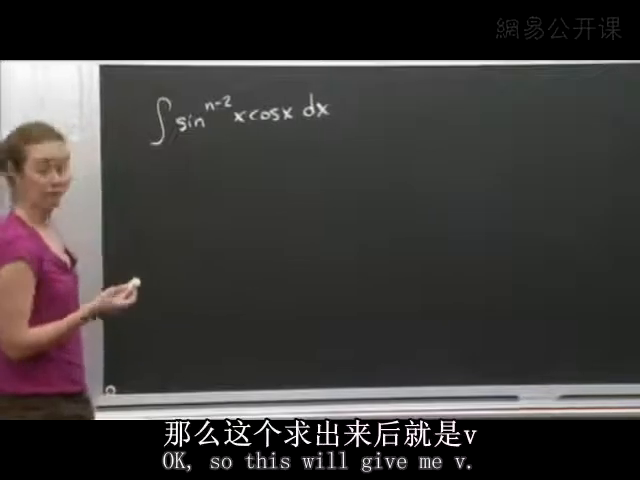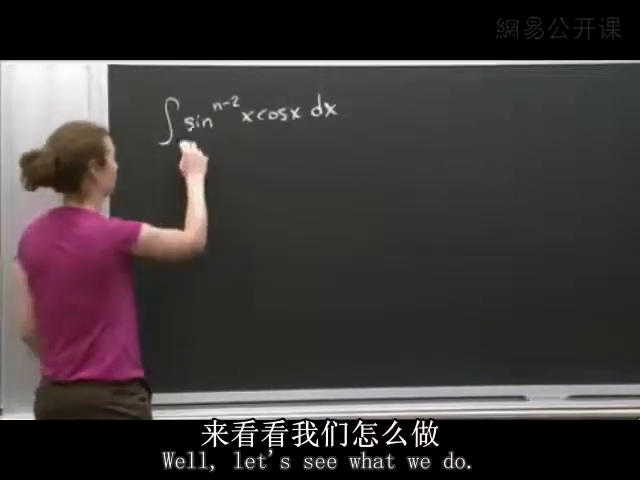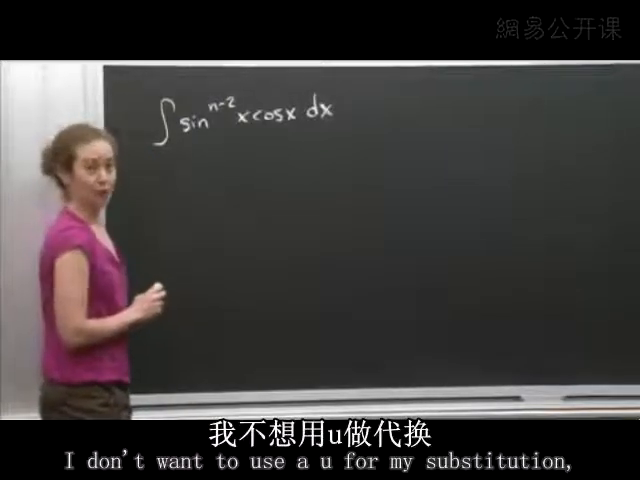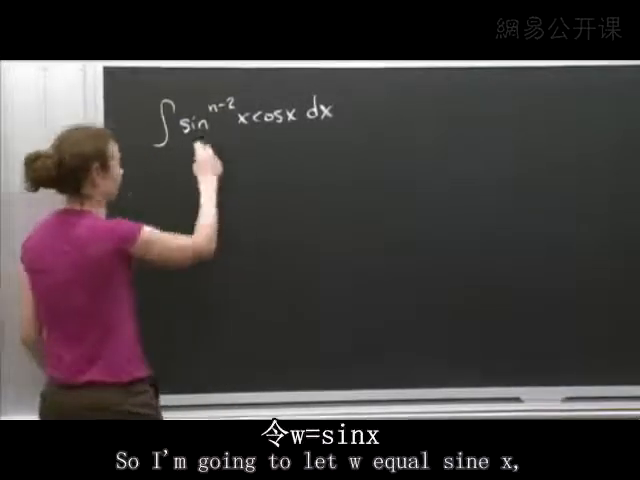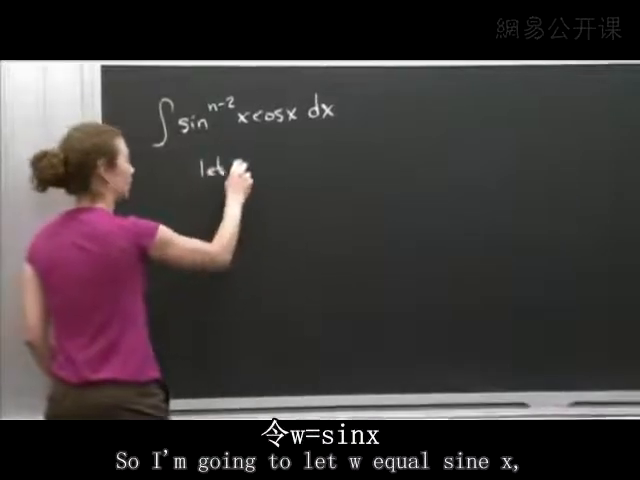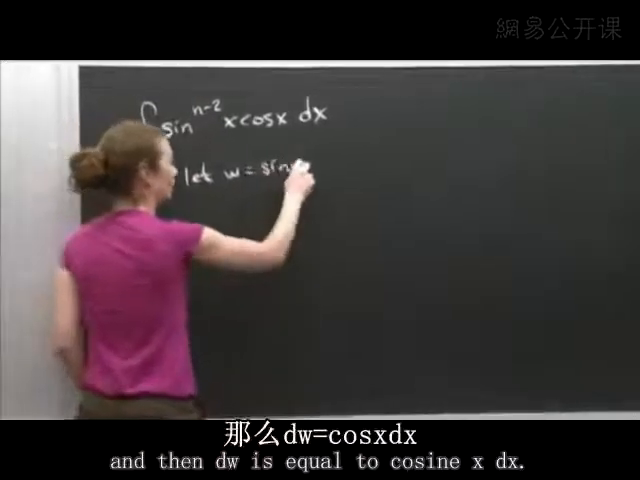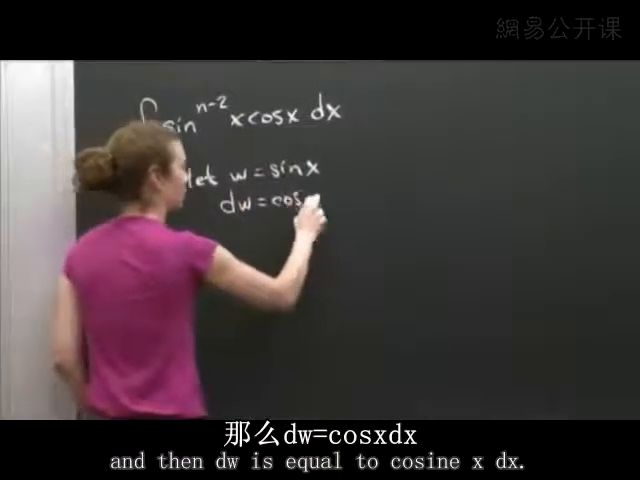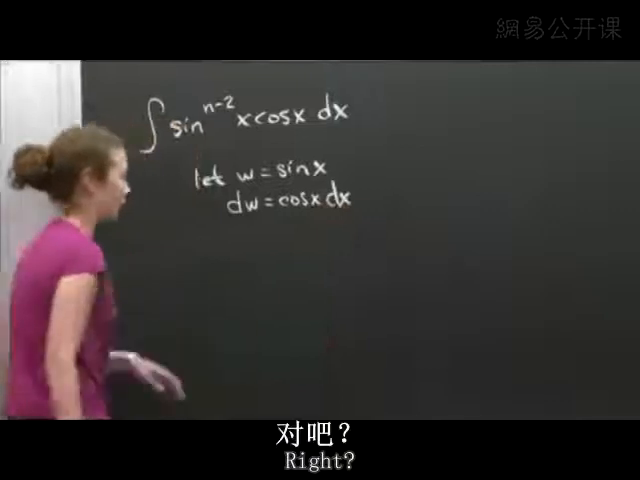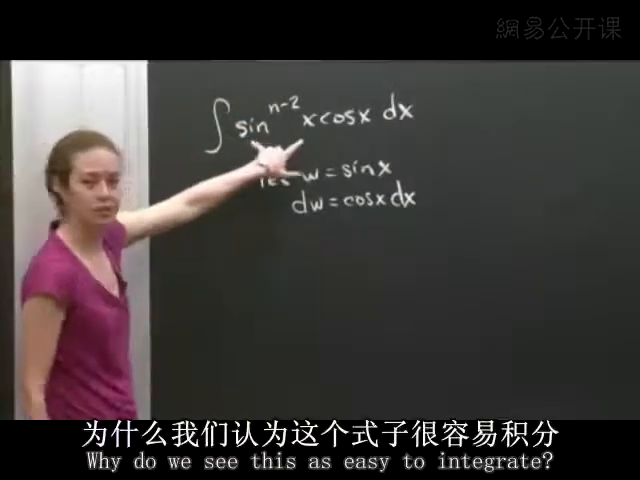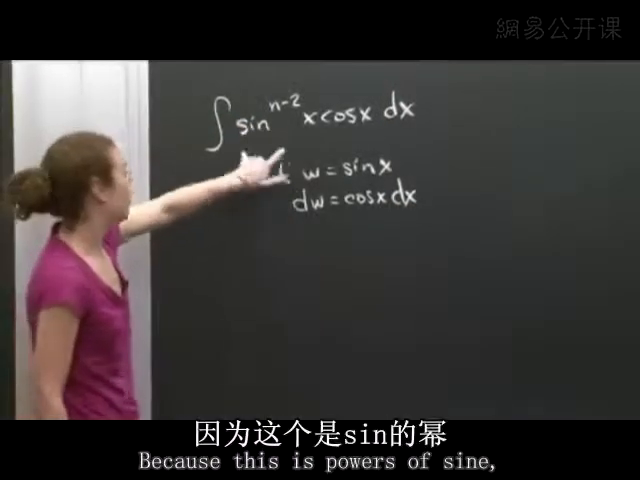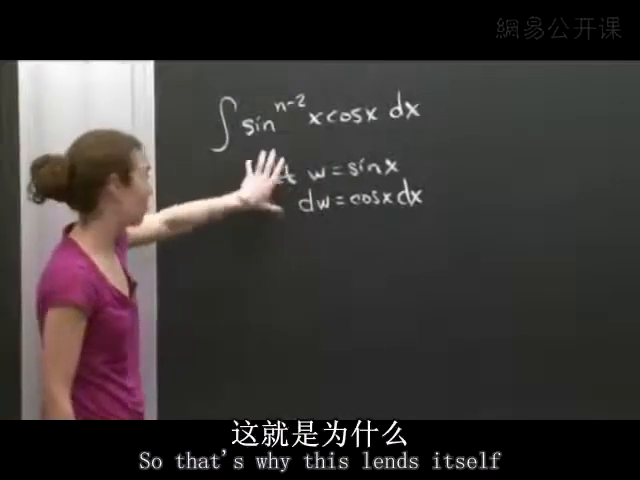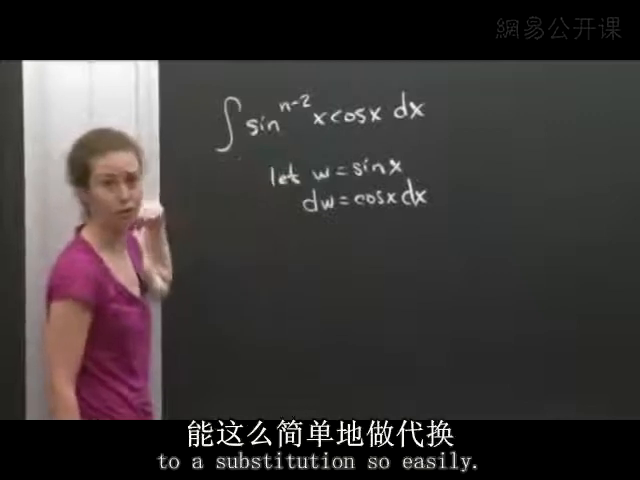Okay, so this will give me v. So let's see what we do. I don't want to use a u for my substitution because I already have in my mind a u. So I'm going to let w equal sine x, and then dw is equal to cosine x dx. What's the point here? Why do we see this as easy to integrate? Because this is powers of sine, and the derivative of sine is cosine. So that's why this lends itself to a substitution so easily.